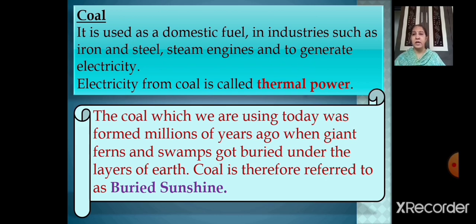Now, the coal that we are using today was formed millions of years ago when giant ferns and swamps got buried under layers of earth. That is the reason coal is referred to as buried sunshine. You may get this in give reasons also: why is coal referred to as buried sunshine, right? That is because of this. The reason is this.